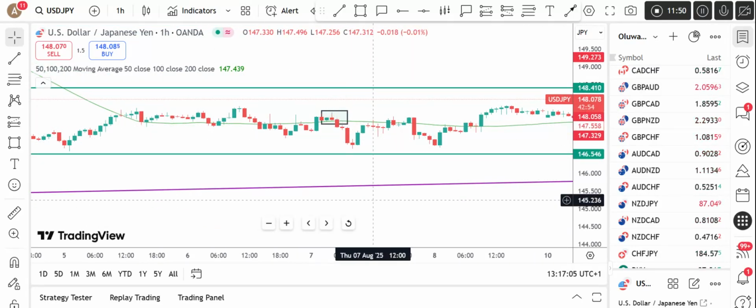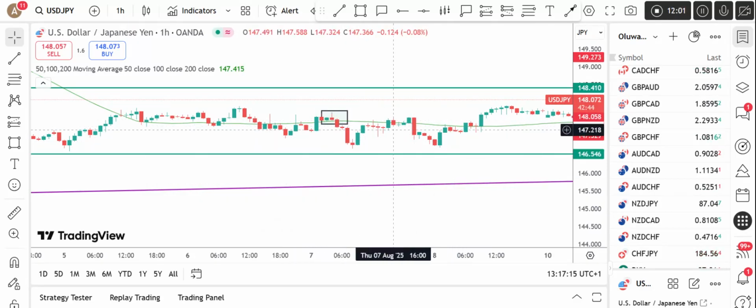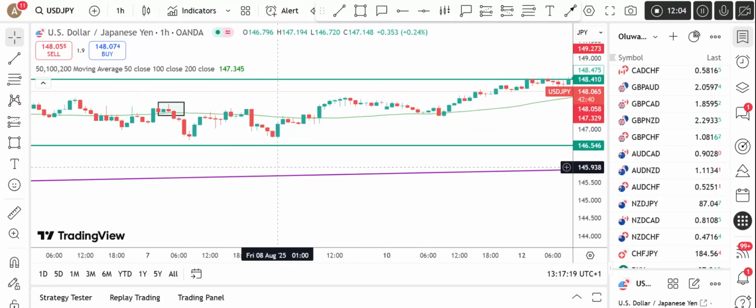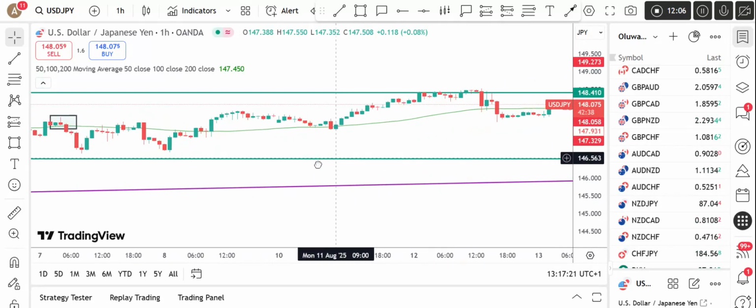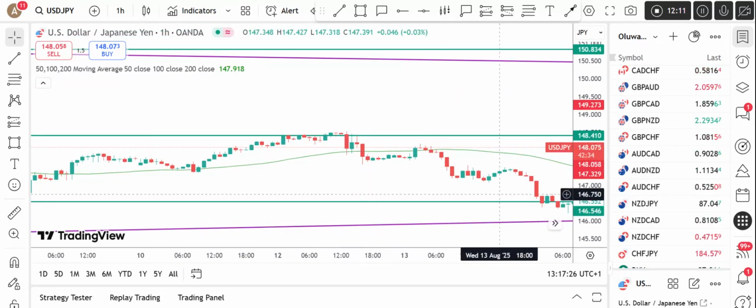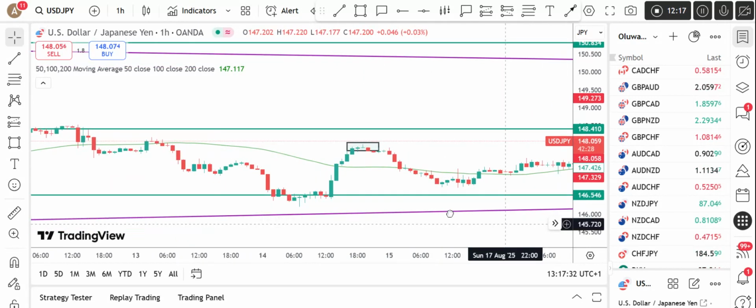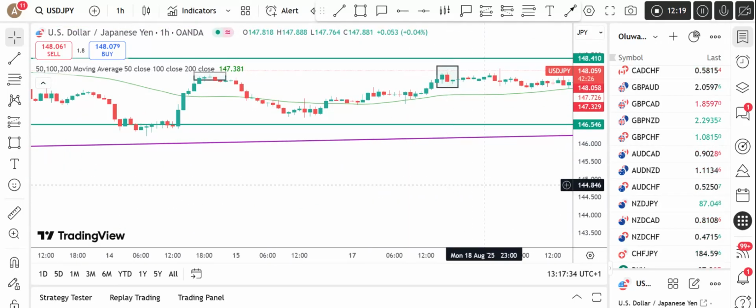Likewise, the hammer and the shooting star that I explained earlier. You can see that there was a price rejection and the market moved down. Price rejection, market moved to the downward side. So that is my own view today.